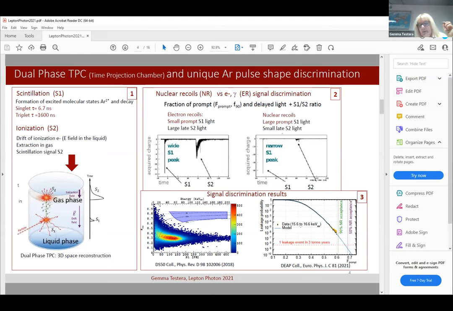And in DEAP in particular, using only the S1 signal, a pulse shape discrimination reaching the scale of 10^8 has been obtained, which is particularly relevant for our expectations in DarkSide.